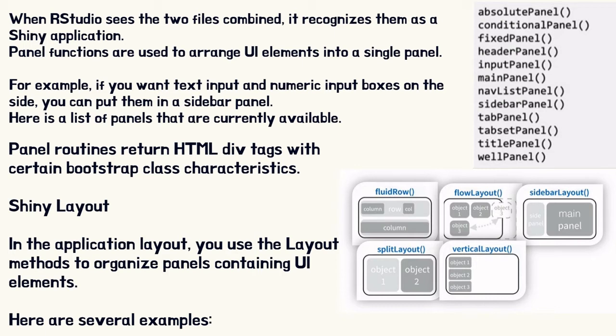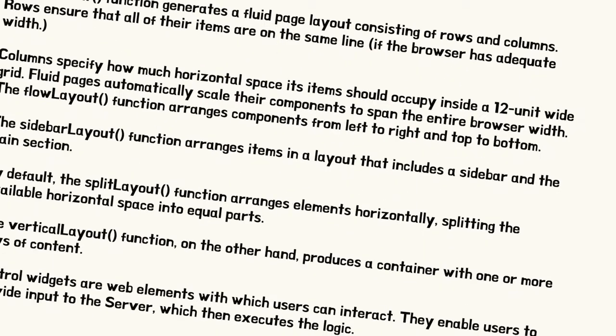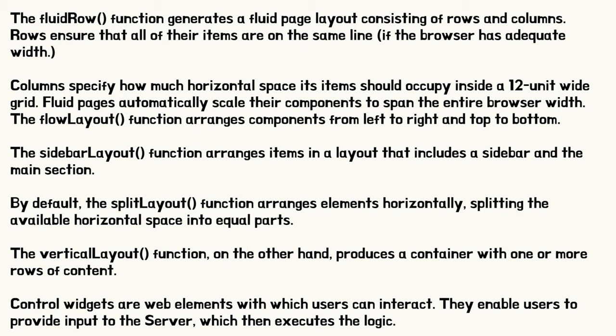Here are several examples. The fluidRow function generates a fluid page layout consisting of rows and columns. Rows ensure that all of their items are on the same line, if the browser has adequate width. Columns specify how much horizontal space its items should occupy inside a 12-unit wide grid. Fluid pages automatically scale their components to span the entire browser width. The flowLayout function arranges components from left to right and top to bottom.